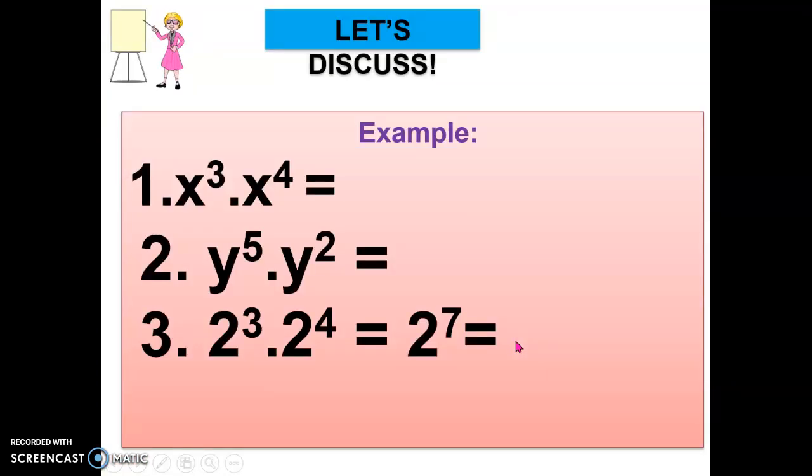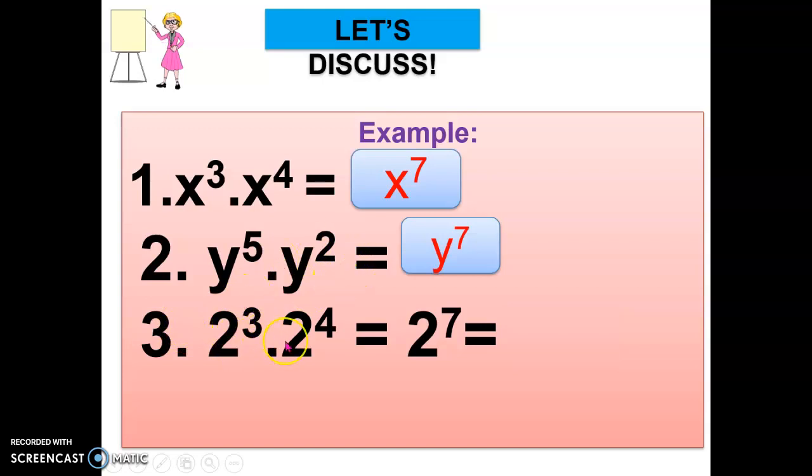For example, x cubed times x raised to 4. Since pareho lang po ang base nila, ang gagawin natin sa exponent is add: 3 plus 4 is 7. So, therefore, the answer is x raised to 7. For number 2, ang base nila is y. So, 5 plus 2 is 7. So, the answer is y raised to 7.